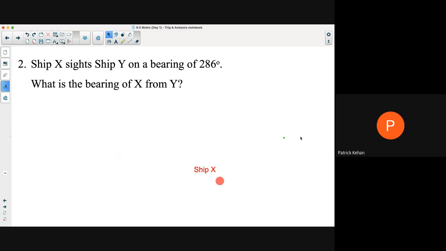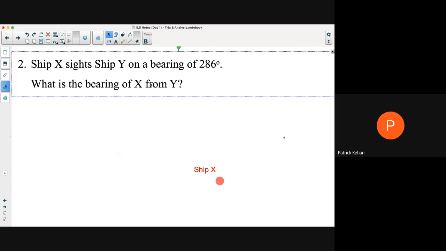All right, second example. Ship X sights ship Y on a bearing of 286 degrees. What is the bearing of X from Y? Okay, again, it's pretty important that you read this part correctly here. So this is from point Y or ship Y. What's the bearing to get to ship X?